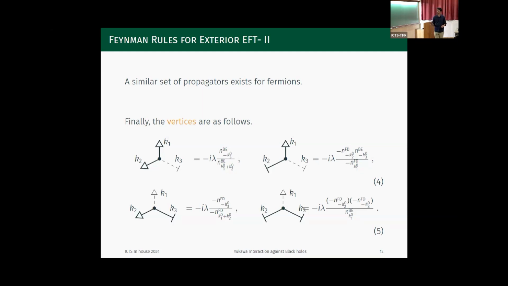So there are 4 vertices, and note that in these 4 vertices, the Bose-Einstein factors and the Fermi-Dirac factors are coming naturally, which captures the effect that the black hole is thermal, and that you're ignoring the interior of the black hole. So somehow the effect of the interior of the black hole is coming under the vertices of these new Feynman rules.